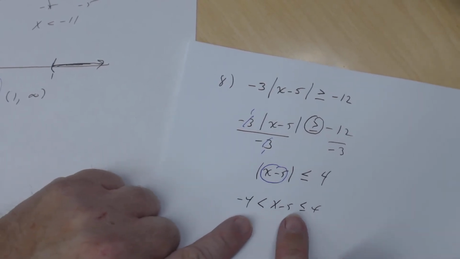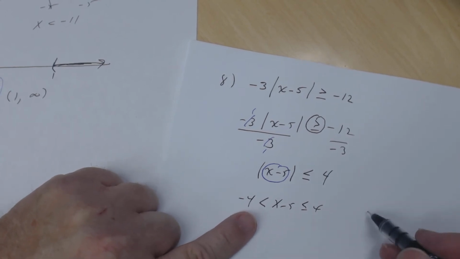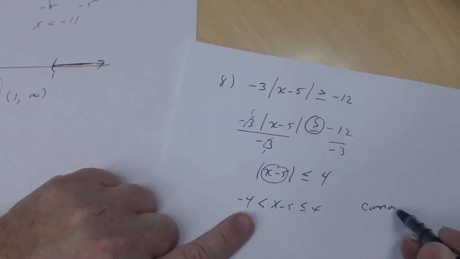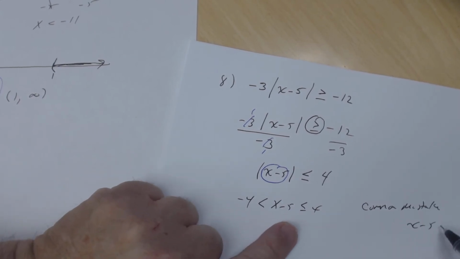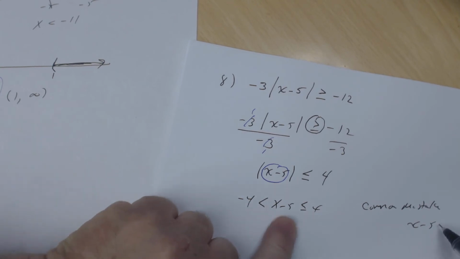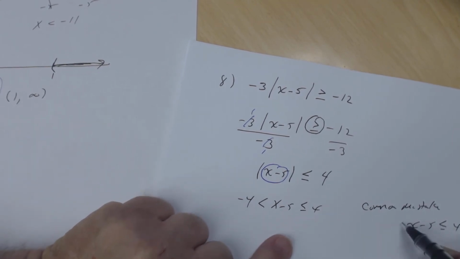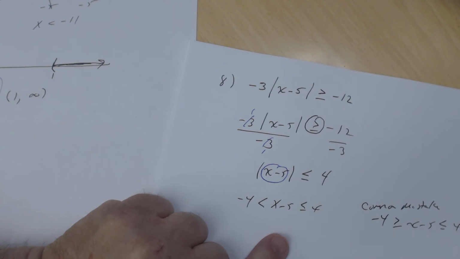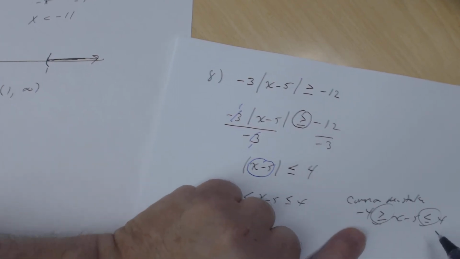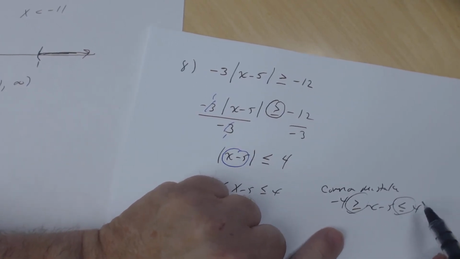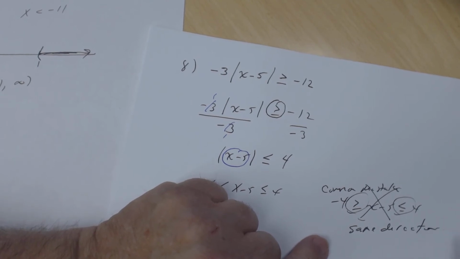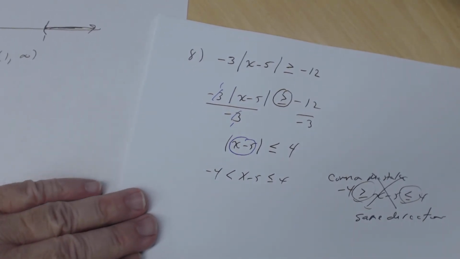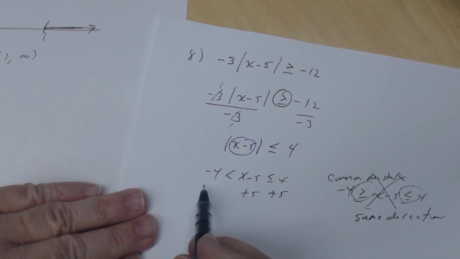All right, so notice the symbols, they're pointing in the same direction. So don't make this mistake. A common mistake is this: x minus 5, remember the words, and that's where the mistake comes in. x minus 5 has to be less than or equal to 4, and at the same time, it has to be bigger than or equal to a negative 4. You notice those two symbols are not in the same direction. So this is incorrect. They must be in the same direction. Okay, same direction.